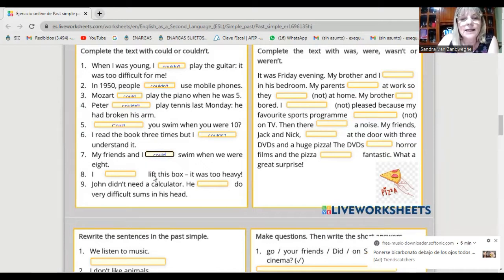I lift this box. Levantar esta caja. It was too heavy. Era demasiado pesada. So, I couldn't.